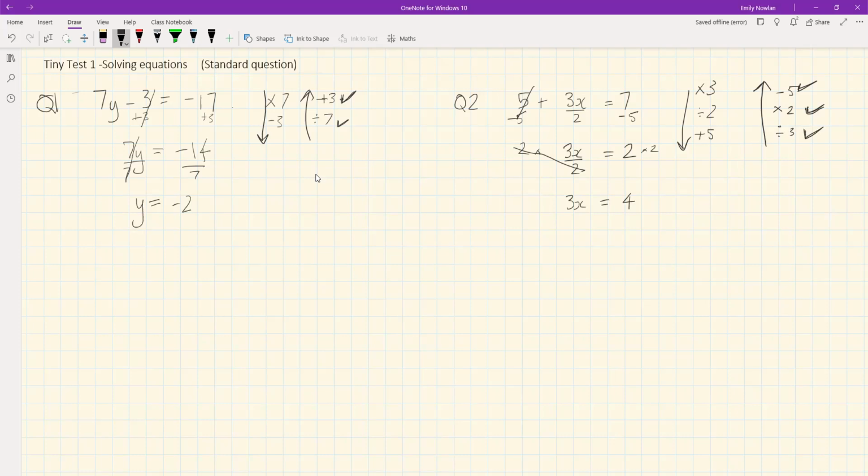And the last thing is to divide by 3 to both sides. Divide by 3, divide by 3. 3 over 3 goes. We're left with x is equal to 4/3 or 1 1/3. Or you could even write it as 1.3 recurring. That's it.